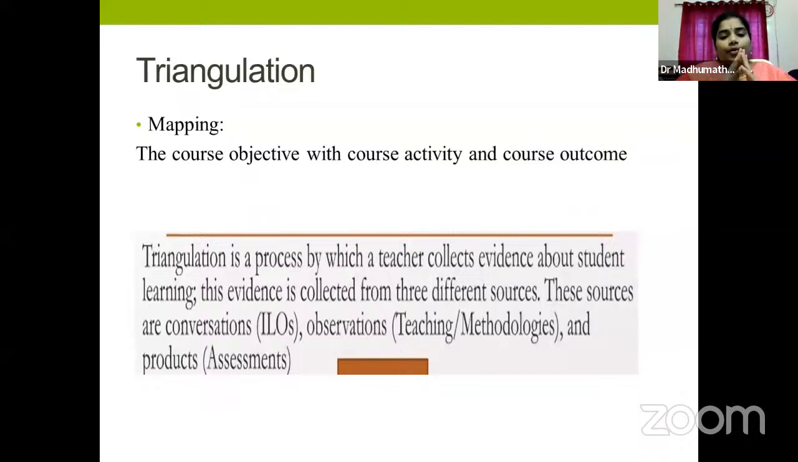Okay. So triangulation is a process by which a teacher collects evidence about students' learning. This evidence is collected from different sources. These sources are conversations, observations, and products, which target learning outcomes, teaching methodologies, and assessments. So these three things should be triangulated.